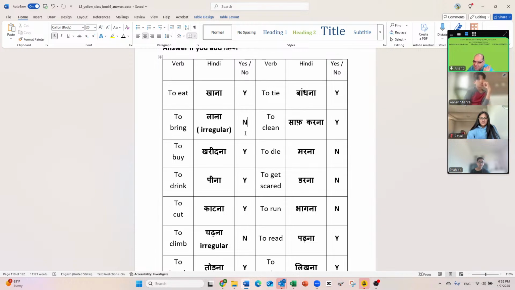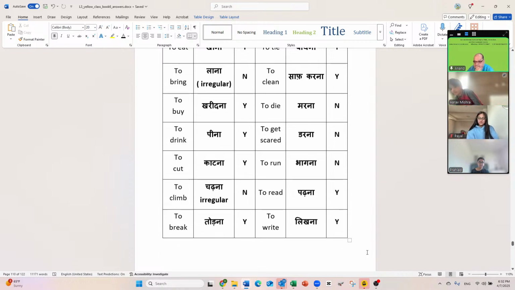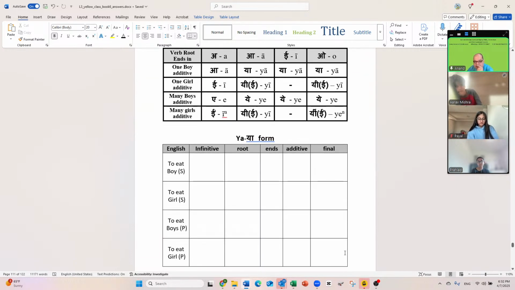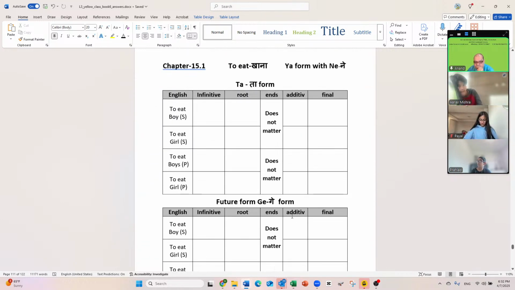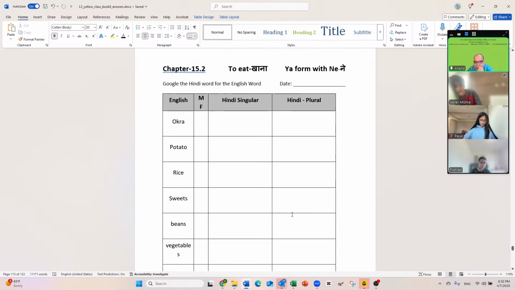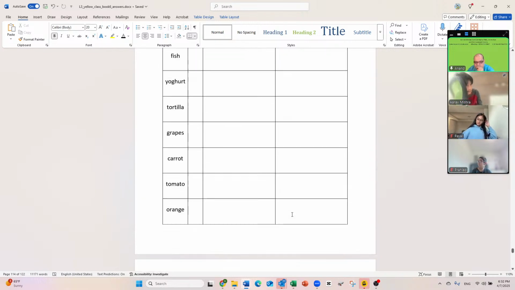You will never say मैंने लाया. You have to always go back and see what Hindi you have heard. Some of them will be irregular, so there we have Lana, Chadhna are irregular. Everybody with me? Any questions about this? Okay, so now next two pages are just conjugations you all know how to do. I will let you do this as homework for the ta form, and then we also have some words which you all will Google and write down. So we'll do all that as homework.